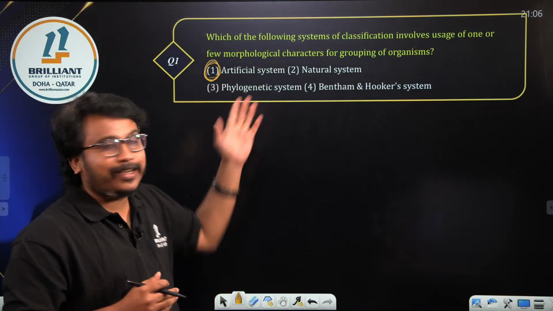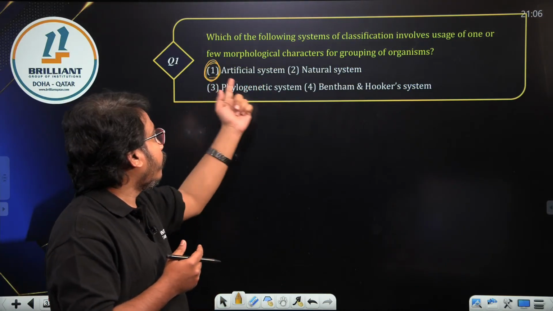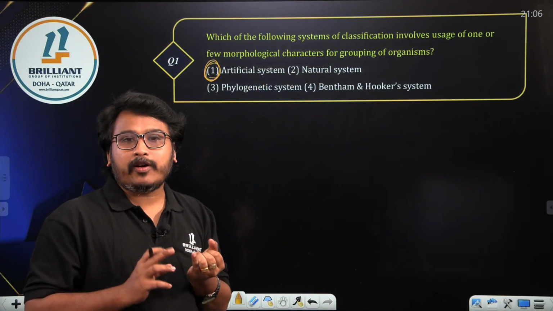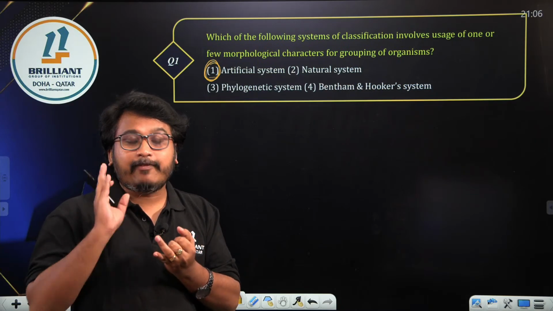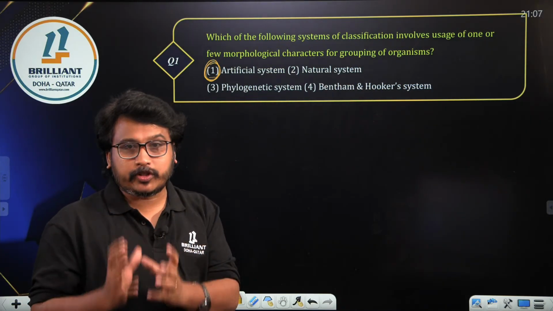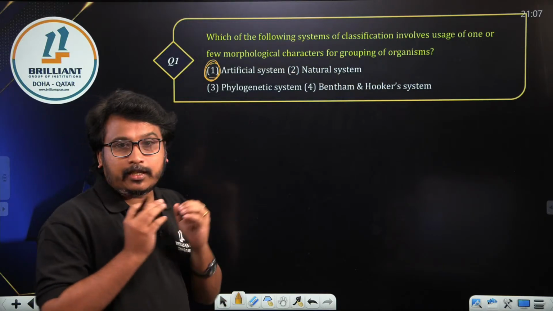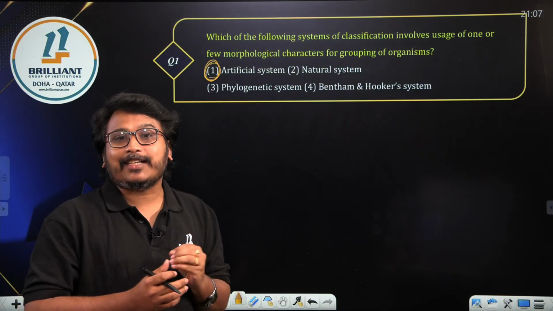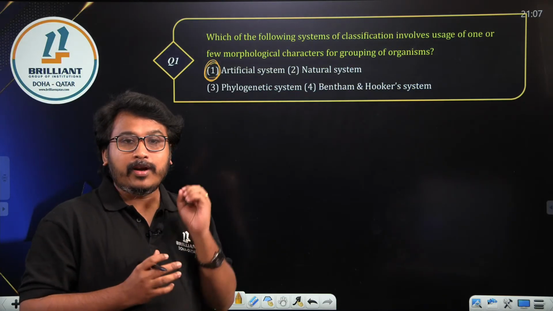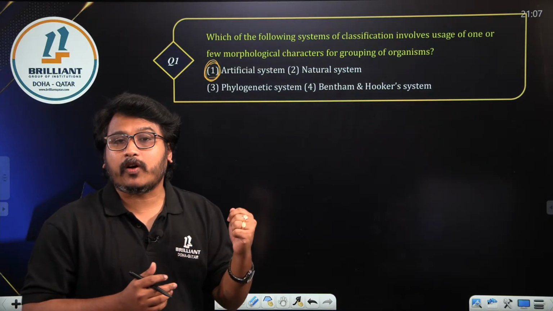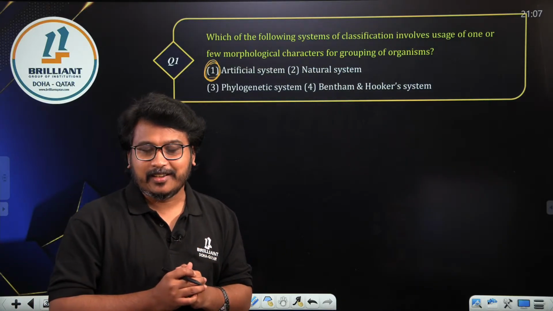So I have said three types of classification here. One is artificial system. Artificial system, understand, it's not based on evolutionary feature. It will be considering only one or few character and it will be more stable. Example of artificial system of classification, Linnaeus classification. Linnaeus actually classified the plants only based on structure of stamen. His classification was also called sexual classification.